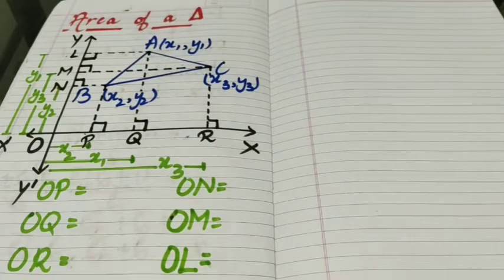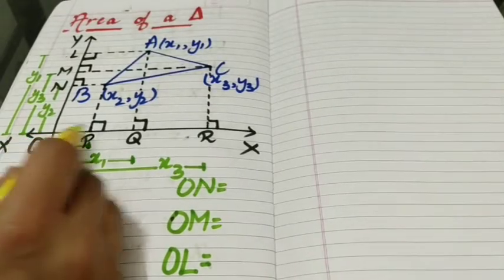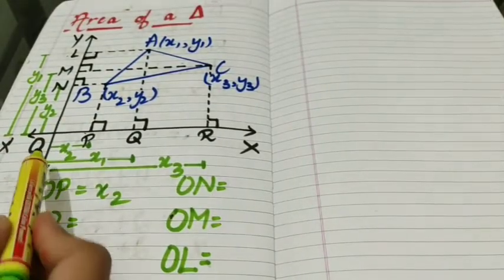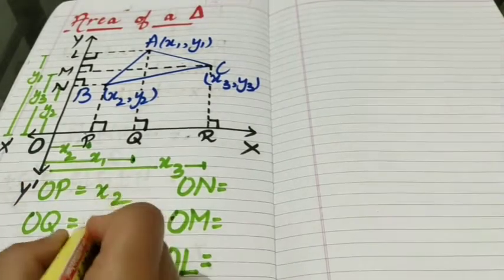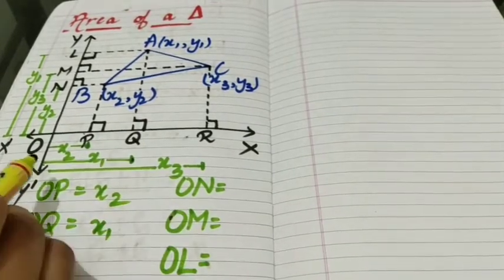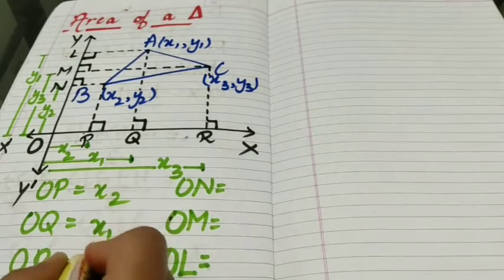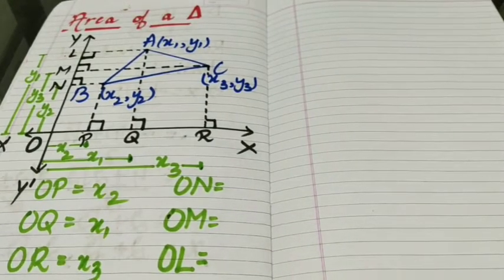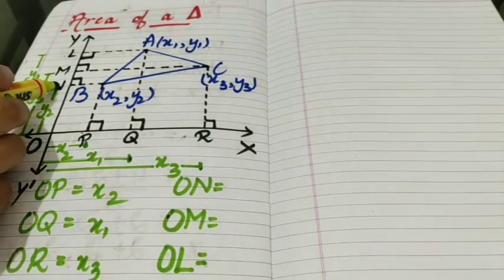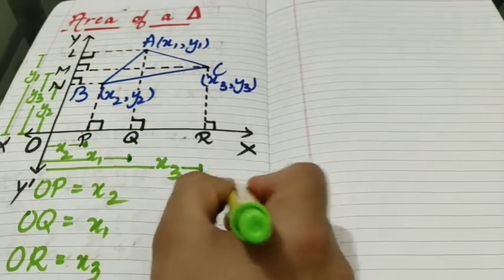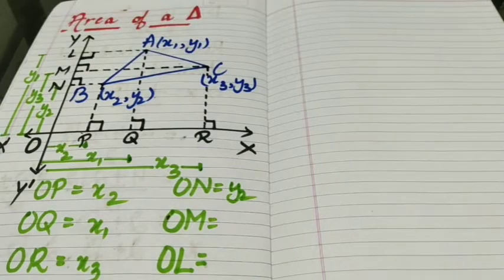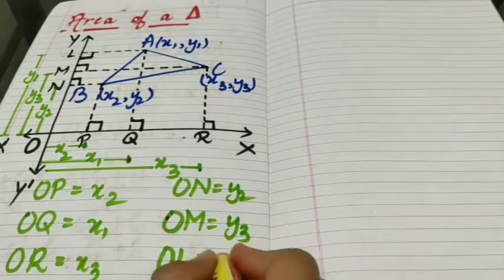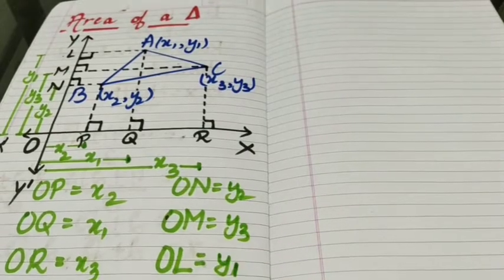Now it is clear that the value of OP is x2, that of OQ is x1 and OR is equal to x3. In the same way, ON equals y2, OM equals y3 and OL equals y1.